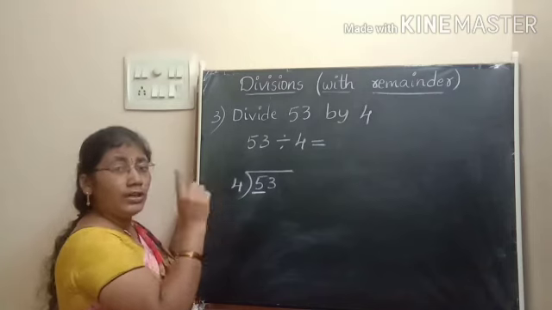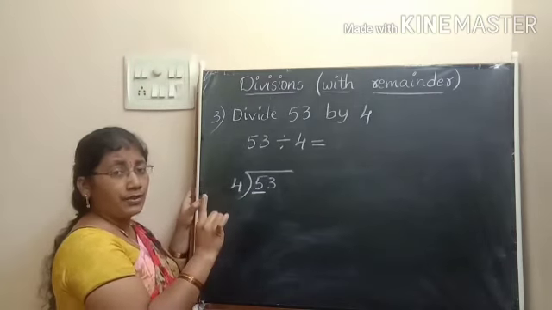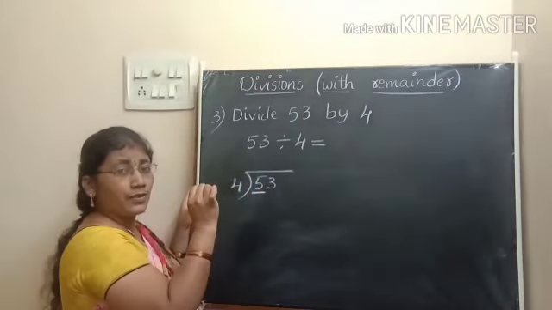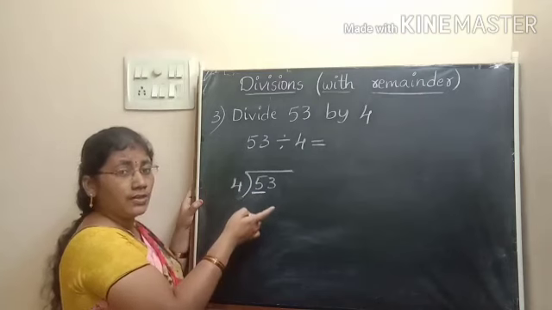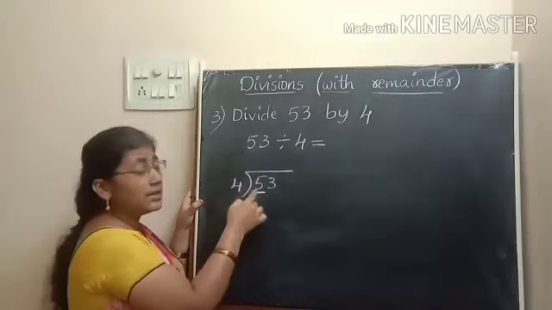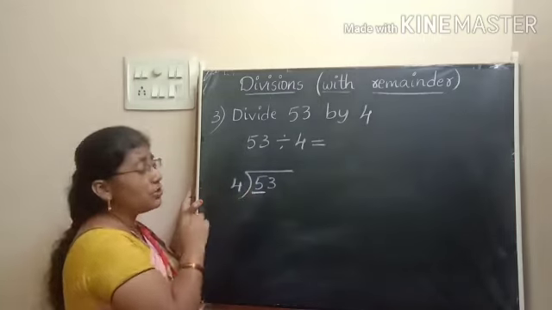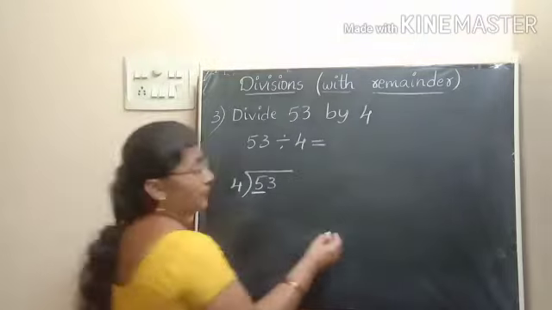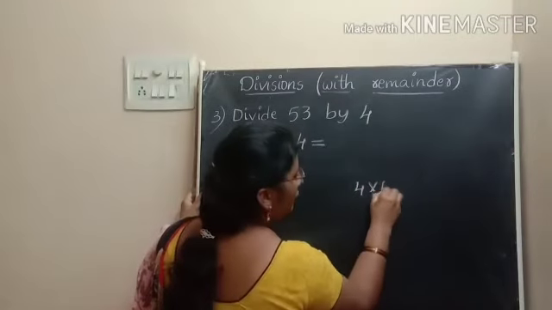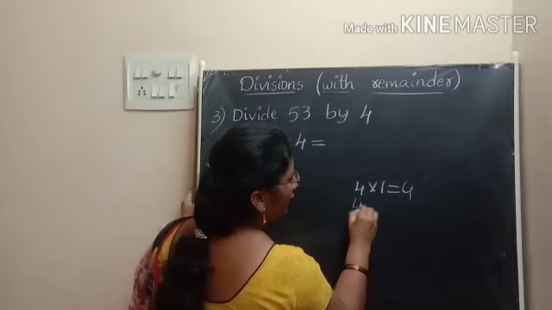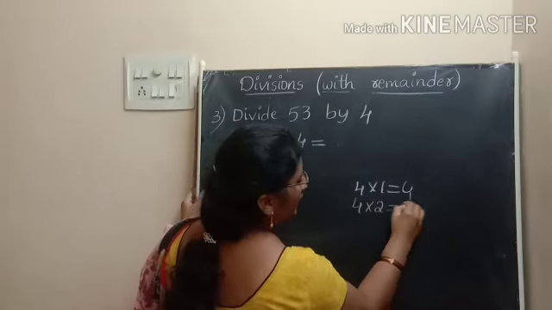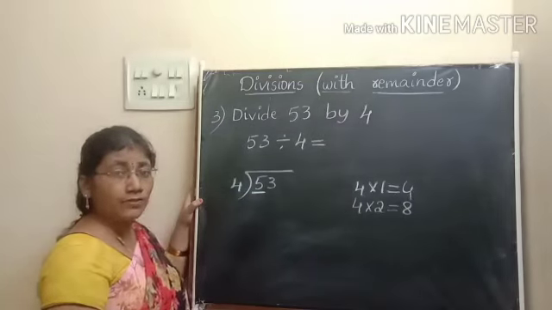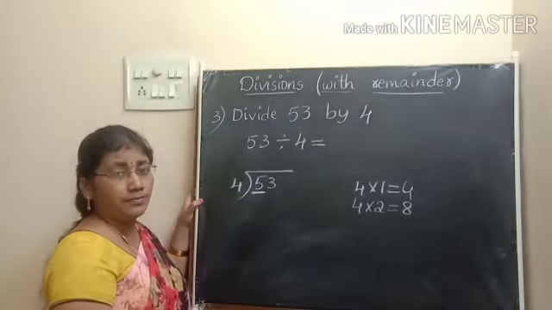So we should take only a single digit at a time. If it is less than the divisor, we should take the next digit also. Otherwise, we should take only a single digit. So we should take the 4 table to get 5 as a product. 4 into 1, 4. 4 into 2, 8. But we need 5. There is no 5 in the 4 table.